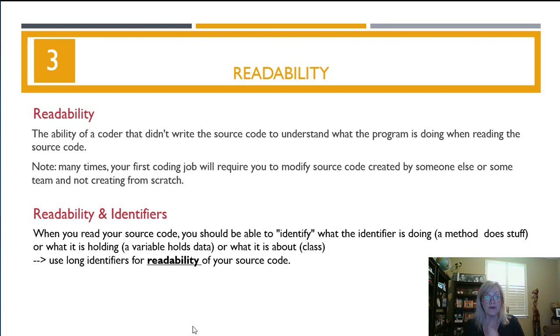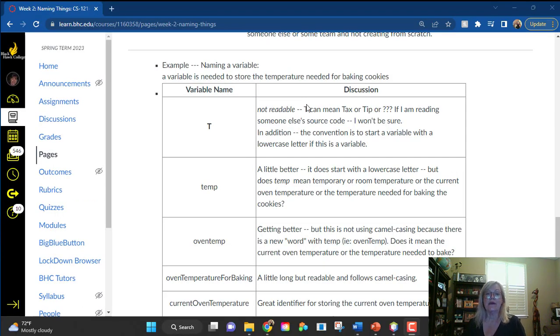First of all, let's make your identifiers reasonable. So if I had a variable called X, what does that mean? What is X storing? Here are some examples. In this case, I want a variable and it's going to store the temperature needed for the oven when baking cookies. I could call it T. First of all, what does T mean? Does it mean tax? Does it mean tip? Maybe it means temperature. Also notice this uppercase, which we don't want to do for a variable name.